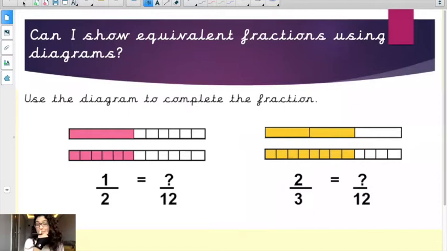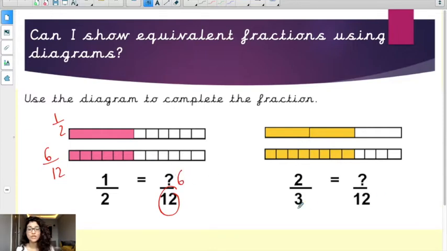Use the diagram to complete the fraction. So we have here 1/2, because half of that bar has been shaded in. What is the equivalent of that? How many parts of that bar have I shaded in the second bar? So look, this is a 1/2. What is this? We know that it has 12 parts already, so it's going to be something out of 12. All you have to do is count the number of parts. 1, 2, 3, 4, 5, and 6. So that would be 6 out of 12.